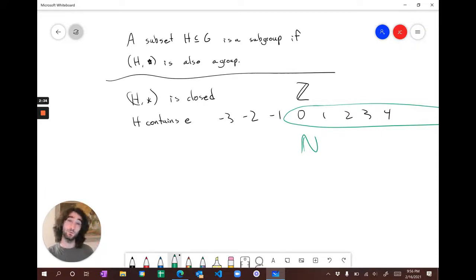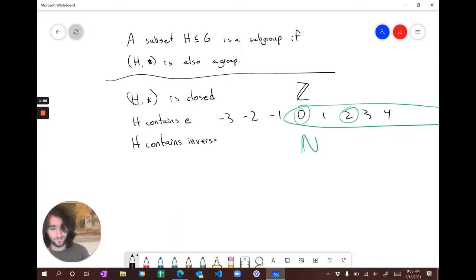Is that a subgroup? Well, according to this definition, it is, right? It's closed. The sum of any two natural numbers is a natural number. And it also contains the identity element of Z. So according to this definition, it is a subgroup. But that's why this definition is wrong, because N is not a subgroup, because it's not a group, because it doesn't have inverses, right? The inverse of 2 is -2, and it's not in there. So this definition is insufficient to define a subgroup. You must also say H contains inverses.